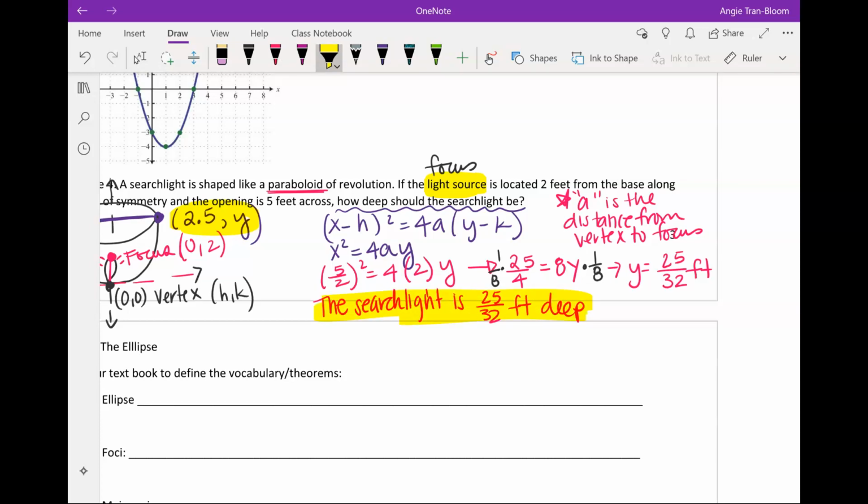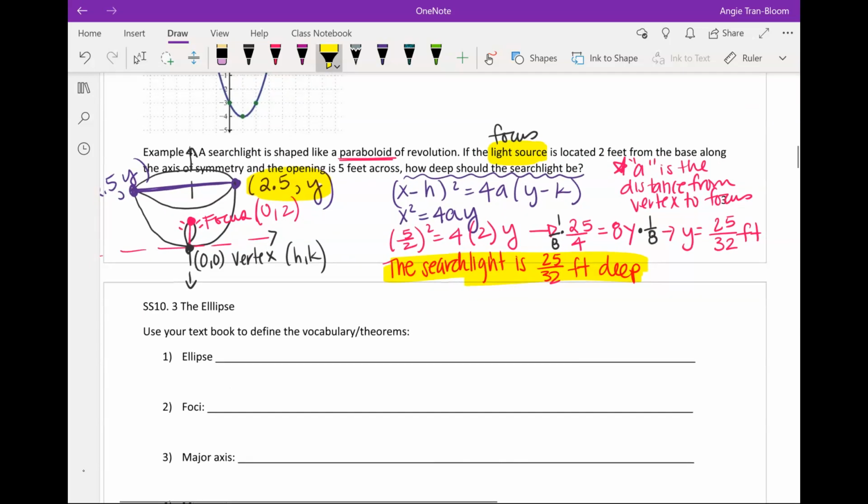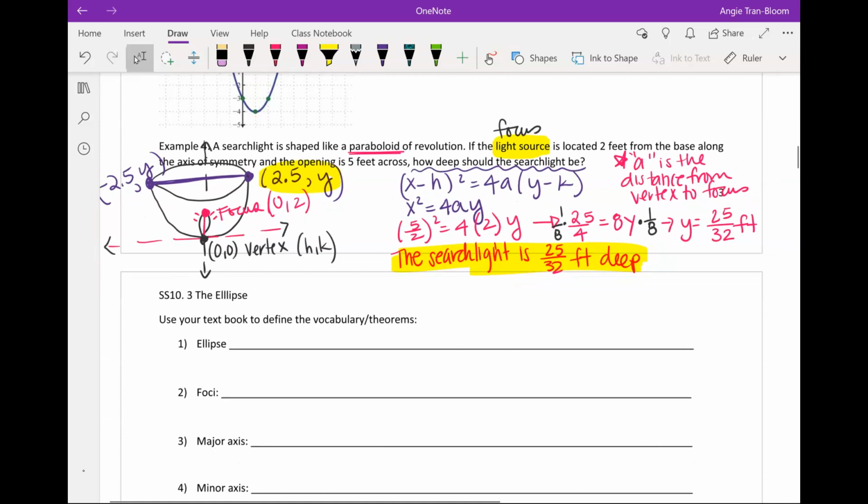All right, and that's it. That's all we're looking for. And again, on your homework, I may be asking for the focus, which is where the light source is located, or I may be asking why the light source is, or anything like that. So just understand the whole concept so you know what to do. And this is the end of example 4.